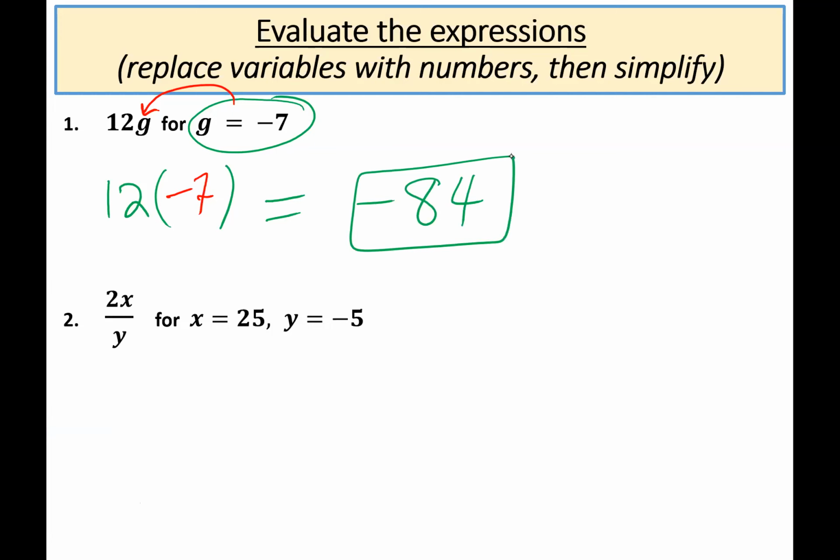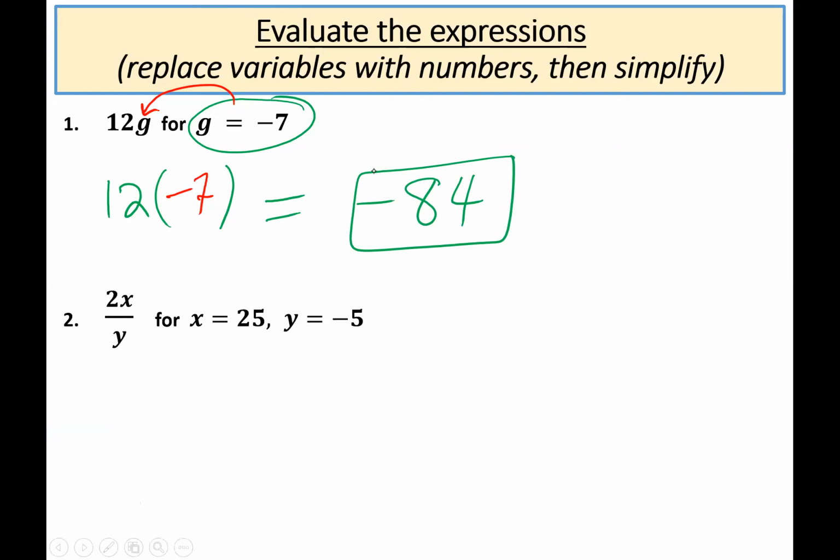So finally, we get to have nice number answers. Maybe that feels better than what we were doing. Once again, number 1, 12g, for g equals -7. You replace the g with -7. Notice how I put it in parentheses. We're multiplying it, 12 times -7, and then we got our final answer, -84.